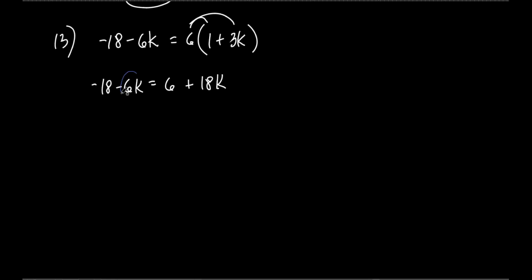Remember, this acts as one number. So I don't just divide by 6 or anything like that, okay? This acts as just one solid number. How do I get rid of that if it's got a minus in front? I add it. So I add a 6k.